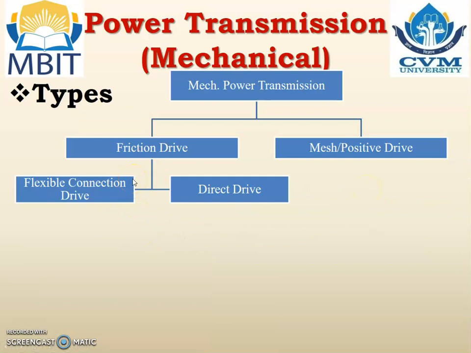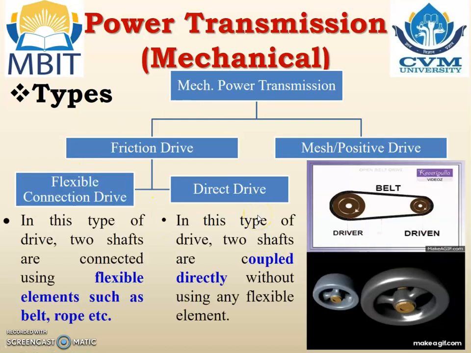Now friction drive can also be subclassified into 2 categories, flexible connection drive and direct drive. So this is the first figure or first animation, that is the belt drive. That is nothing but the flexible connection drive. And the bottom animation is the direct drive. Now what is the flexible connection drive? In this type of drive, 2 shafts are connected using a flexible element, maybe belt, maybe rope. That is known as the flexible connection drive.